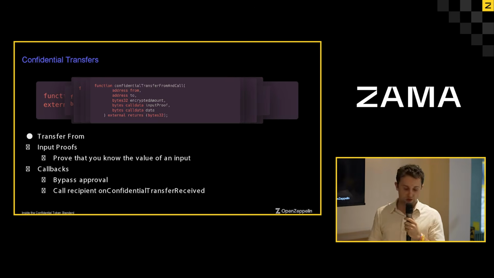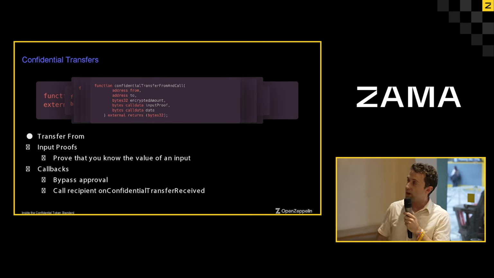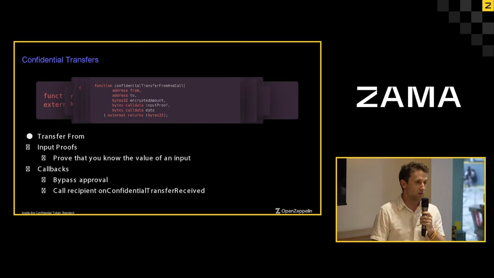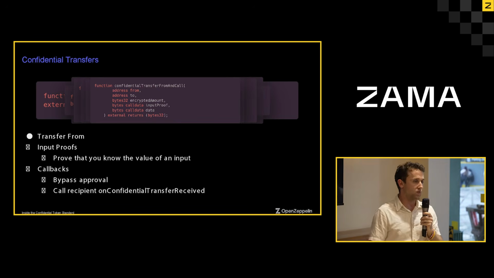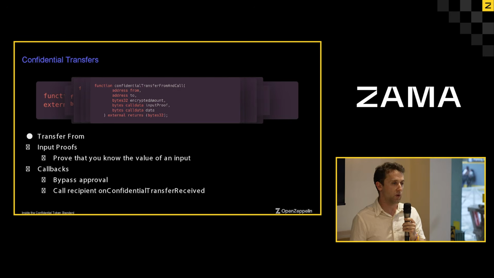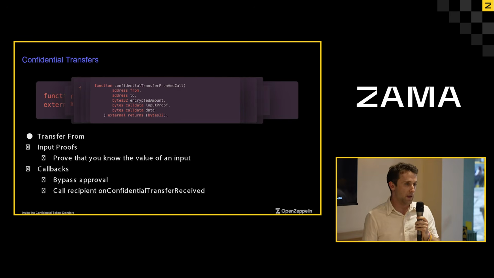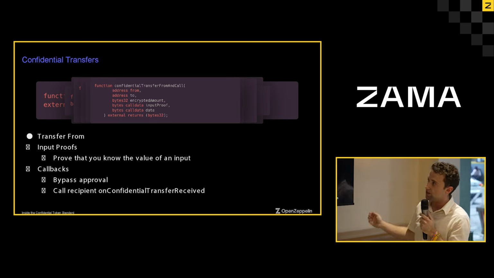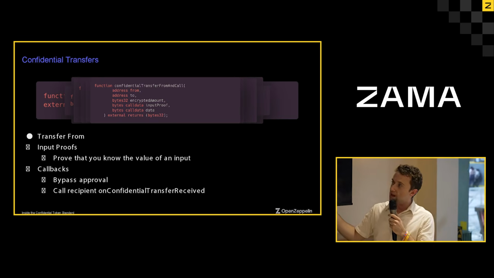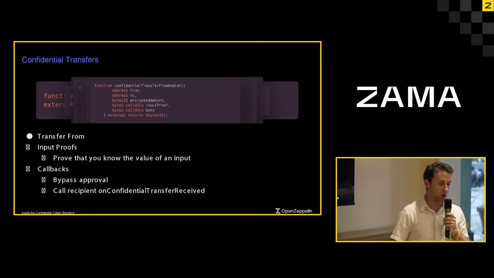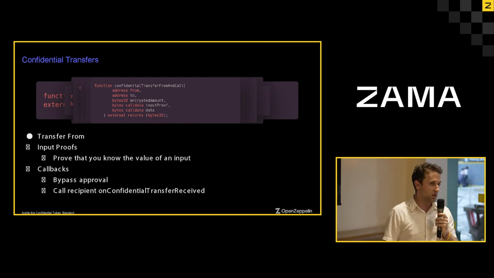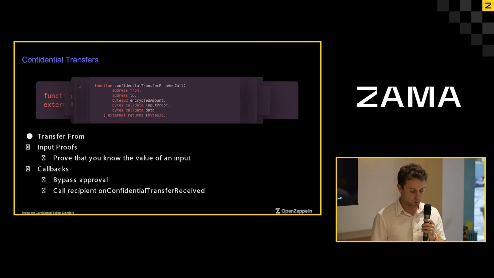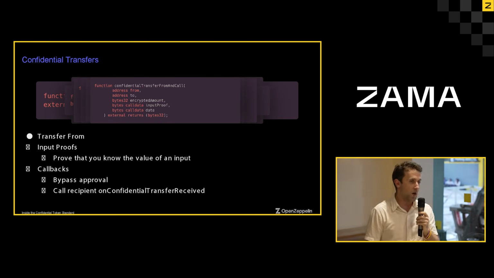Input proofs, which I promised to get back to earlier. So input proofs prove that you know the value of an input. Again, this depends on what type of method you're using, what provider you're using. This can actually be any additional data that's necessary when you're taking encrypted value from off-chain to on-chain. In the Zama solution specifically, we need an input proof to prove that you know the value of what you're passing in this handle. And why is that?